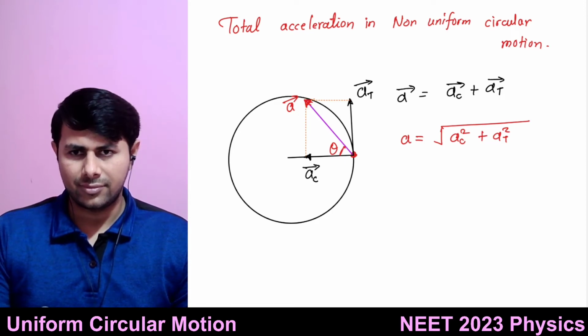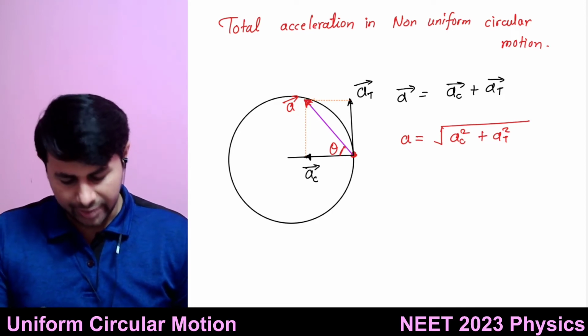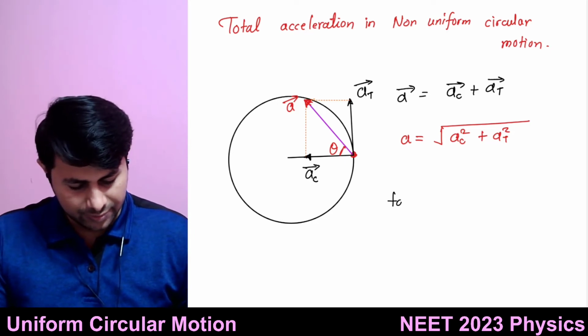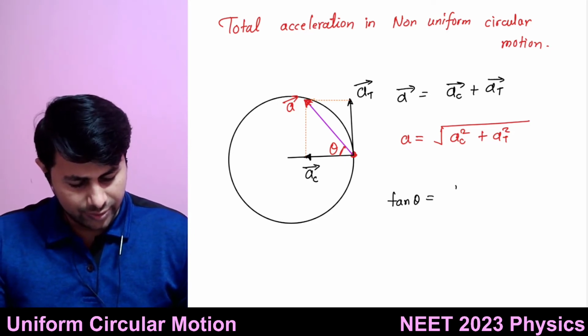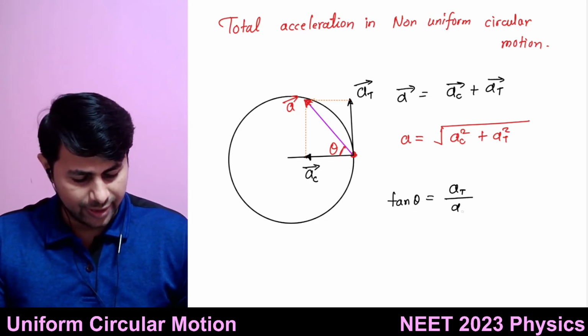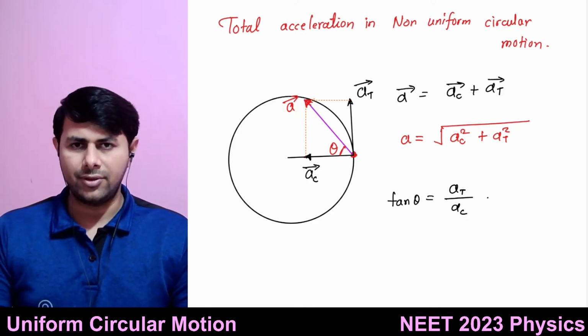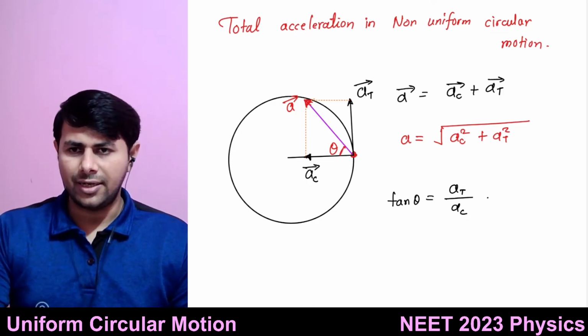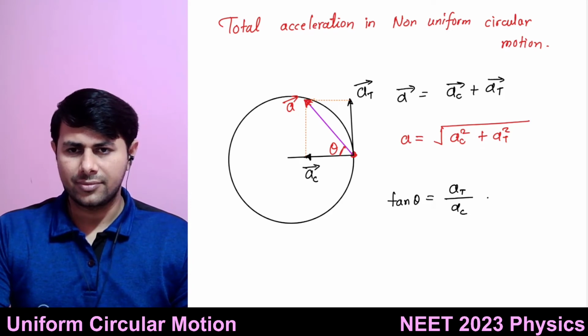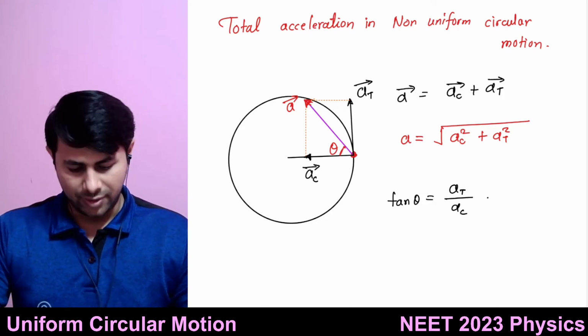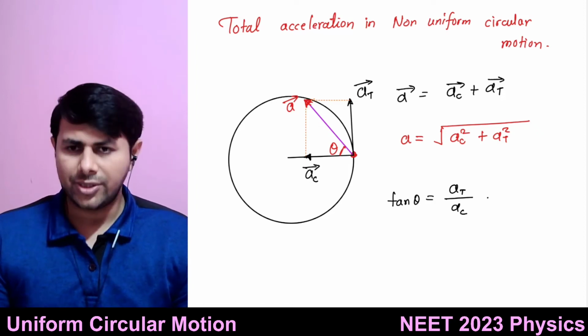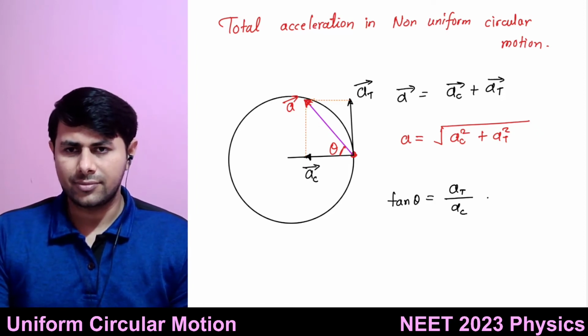AT by AC. It will be AT by AC. So tan of theta is equal to AT divided by AC. Okay, simple, right? Okay, so is there any question till now? Everything is clear?